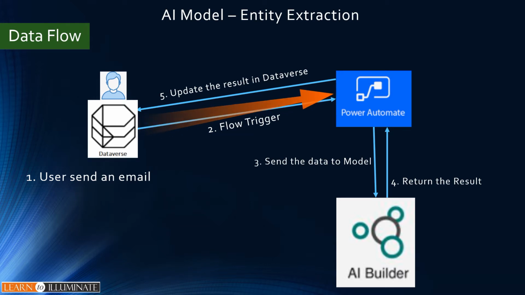The second step is a Power Automate flow will be triggered. The third step is Power Automate sends the email message to the AI model. The fourth step is the AI model returns the result. Finally, Power Automate adds the result to Dataverse. We will have a separate table to capture the results.